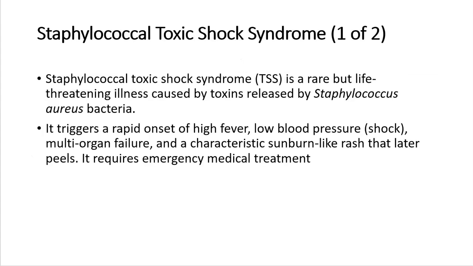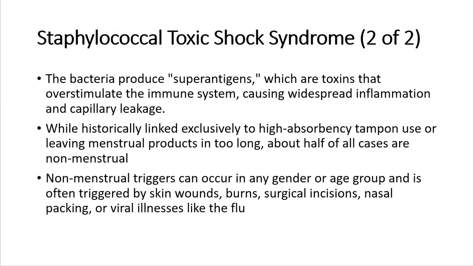First of all, staph toxic shock syndrome. This is rare. It's life-threatening. It's caused by the toxins of Staph aureus, and you can see high fever, low blood pressure, multi-organ failure, and it requires emergency treatment. It is produced by the superantigens of the staph. We talked about this. They overstimulate the immune system, which causes a widespread inflammation and leakage out of the capillaries.